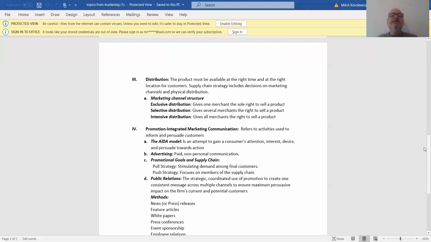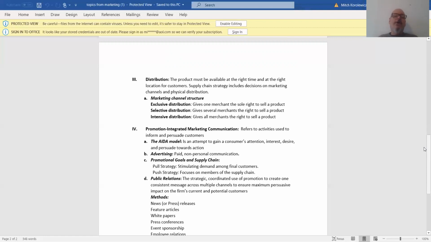Exclusive distribution gives one merchant the sole right to sell a product, and it's just that one merchant who can do it. Selective distribution gives several merchants the right to sell a product, but not everybody, just a couple, or your book will say several. And intensive distribution gives all merchants the right to sell a product, which means you can get that product anywhere. So those are all different types of strategies, and you'd have to pick out the best strategy for your product, for your service, for your idea.